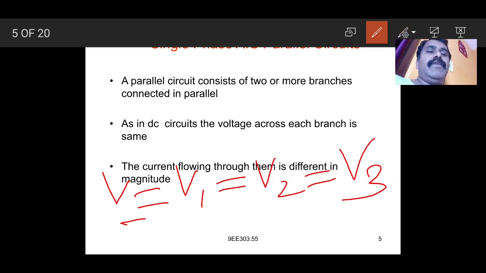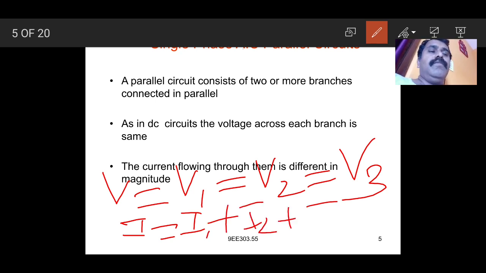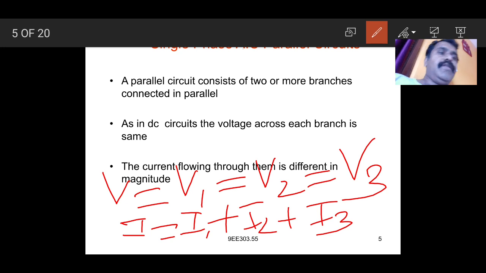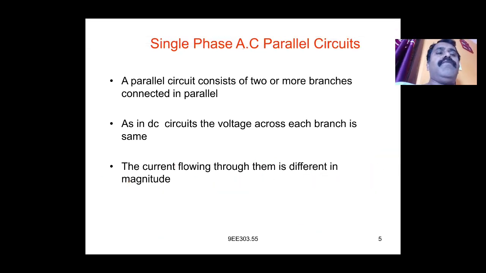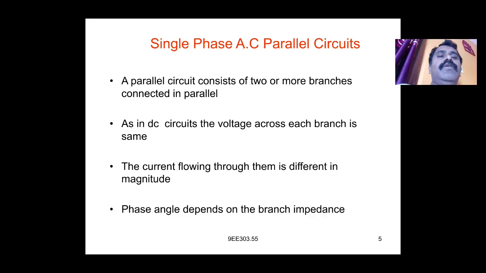Where I is equal to I1 plus I2 plus I3. So it is the currents in each branch, with the parameters connected in parallel. The current flowing through them is different in magnitude. The phase angle depends upon the branch impedance.